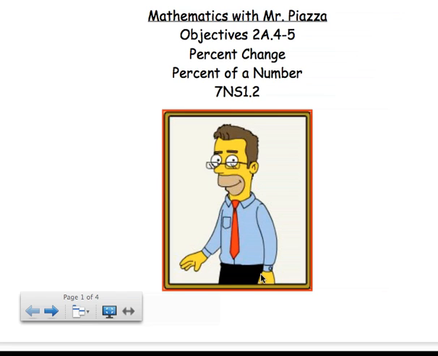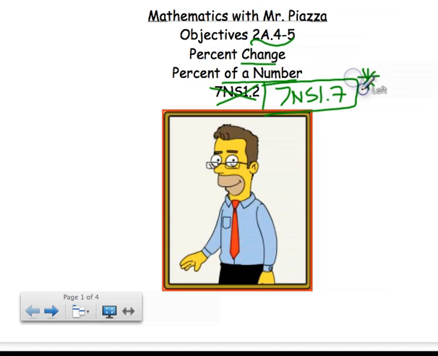Hey Kipsters, we're looking at objectives 2.8.4 through 5. That's percent change and the percent of a number. The standard is not actually 7NS 1.2, it's 7NS 1.7. You should expect to see 5 or 6 questions on the CST for this standard alone. It's a really important one.